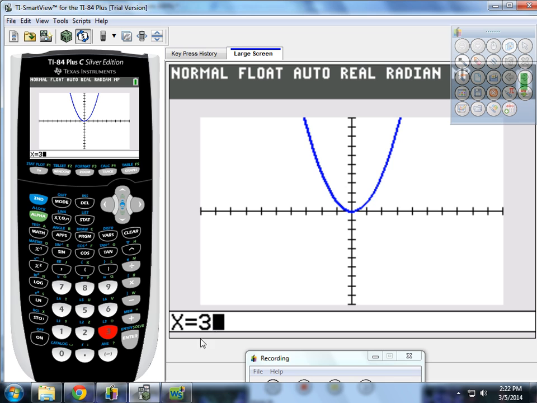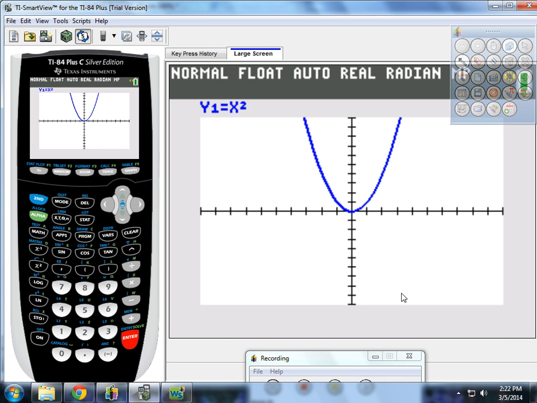So just put a 3 in there, press enter. It does some wacky thing. Okay, it tells you when x is 3, y is 9. All right. We don't really care about that. I just wanted to pick a value for x. So x is 3. Now what I want to do is go back to the regular screen.